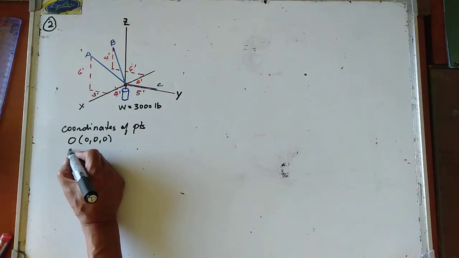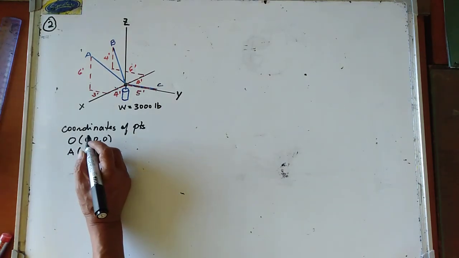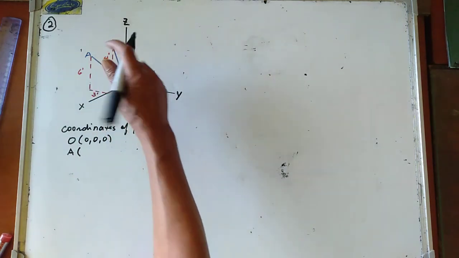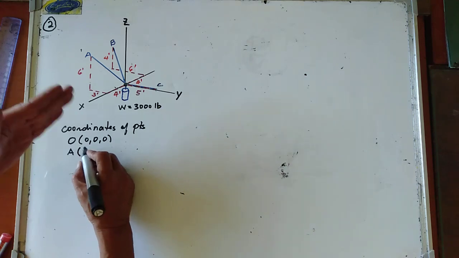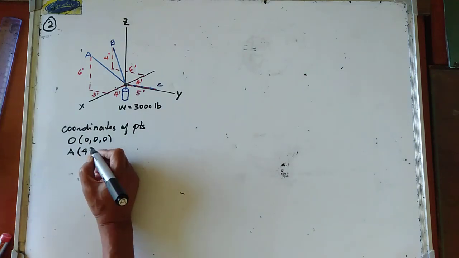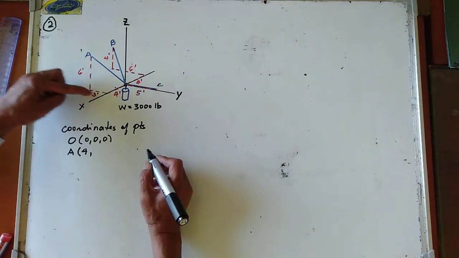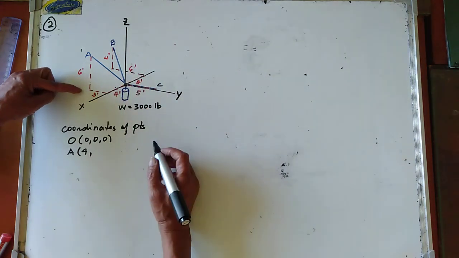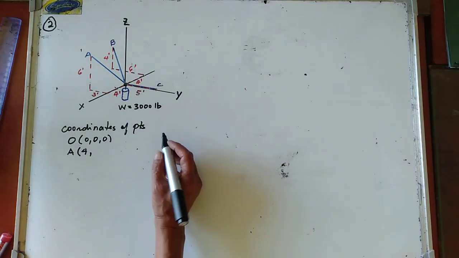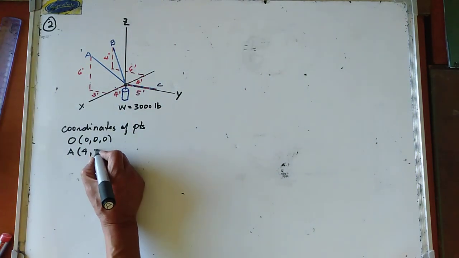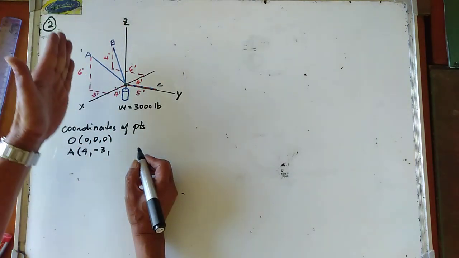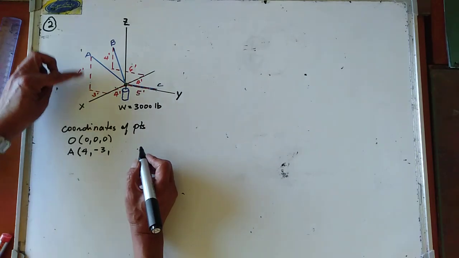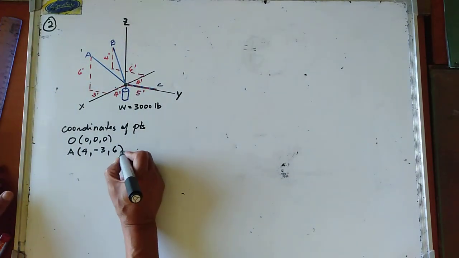And your point A has a coordinate of, so that's your point A, we have 4 in the x-axis, so that is positive. And then we have 3 in the y-axis, so it is left of the origin, so we have negative 3. And then in the z-axis, that is positive 6 going up.